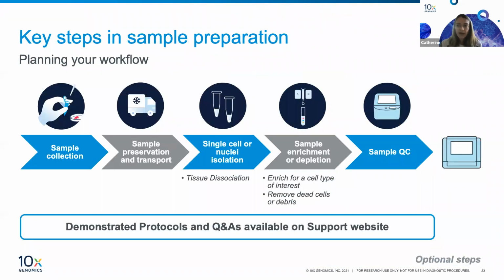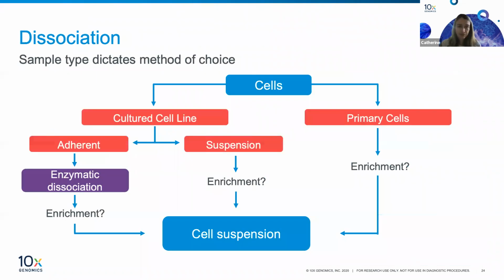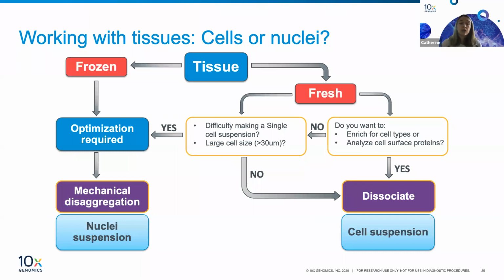So now let's talk about actually generating a single cell or nuclei suspension. First of all, you're going to have to think about your starting sample. What are you working with? If you're starting with cells, are they primary or a cultured cell line? If it's a cultured cell line and it's adherent, then you're going to have to do an enzymatic dissociation in order to get your cells into a single cell suspension for the 10x solution. Now, if you're working with tissue, you have a few more options and considerations.